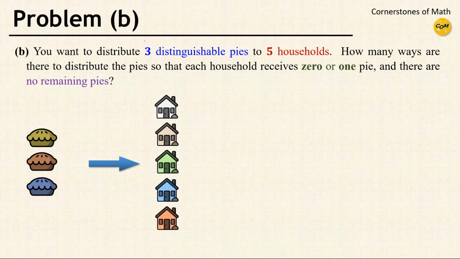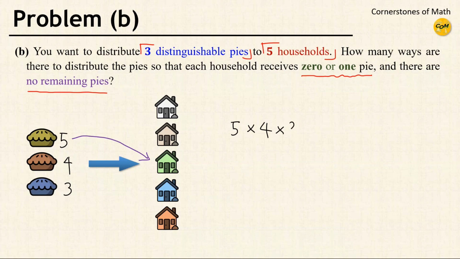Next, the second problem. You want to distribute 3 distinguishable pies to 5 households. How many ways are there to distribute the pies so that each household receives 0 or 1 pie, and there are no remaining pies? The thing is, this problem is designed to apply the same pies choose households approach as the previous problem. So there are 5 choices for the first pie, then 4 choices for the second pie, and then 3 choices for the third pie. So there are total 5 times 4 times 3 ways, which is the permutation 5 permute 3. So we have 60 ways.